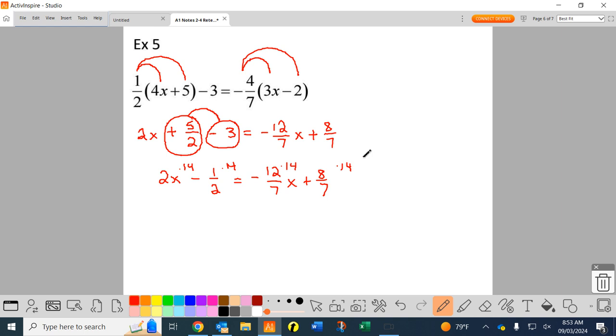So, what's 2 times 14? 28, and put the x on it. Thank you for remembering the x. Okay. Do 1/2 times 14. 7. Minus or negative, however you want to look at it. I've told you I don't care which way you look at it. Do negative 12 fraction button 7 times 14, or 12 fraction button 7 negative times 14. What do you get? 24. Negative 24x plus, and then do 8 fraction button 7 times 14. 16.